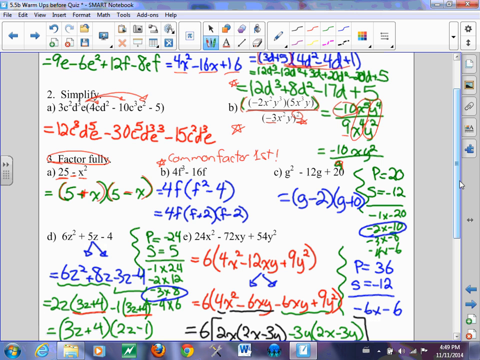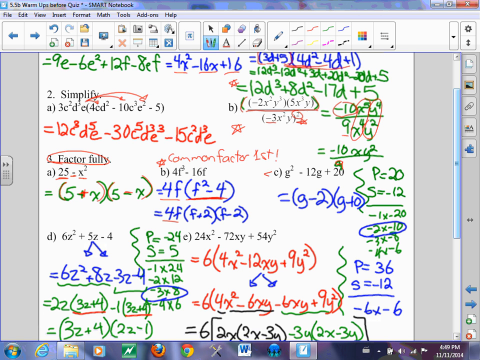Okay, common factor first. So by common factoring, we see we've got a 4F to take out, then our leftovers are in the bracket. But take a look at the leftovers that are in the bracket. That is a difference of squares. So you leave the common factor out front, you set up your two brackets, one positive, one negative, square root of the first, square root of the last.